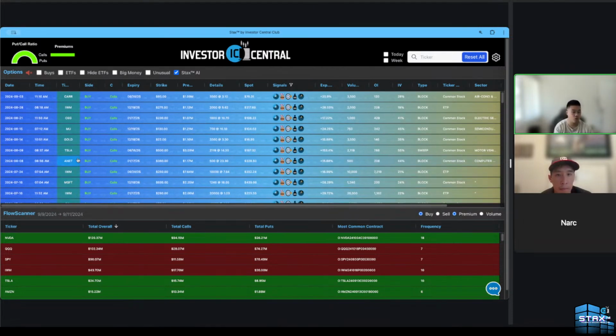Some months we have 4 or 5 prints. Some months we have like 20, 30 prints. It depends on the market conditions. But when it does happen and pop up, you can bet you have a high probability trade in that same directional bias.